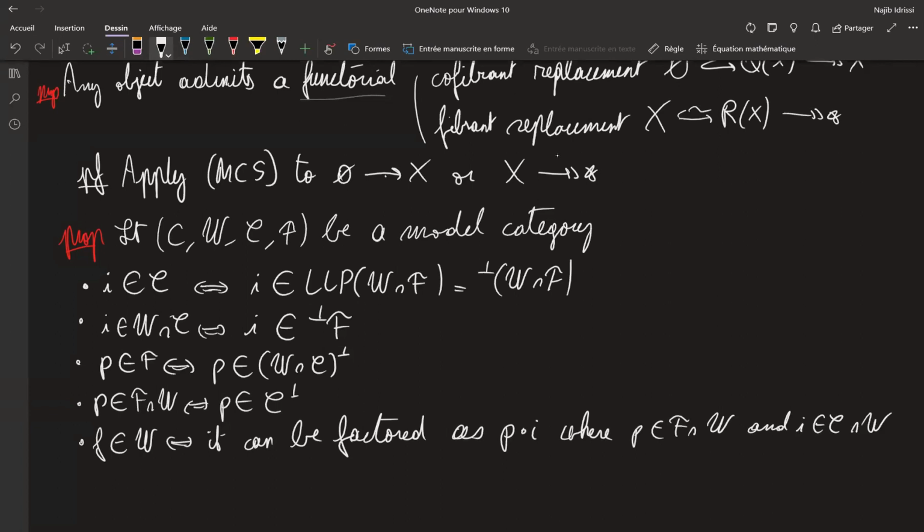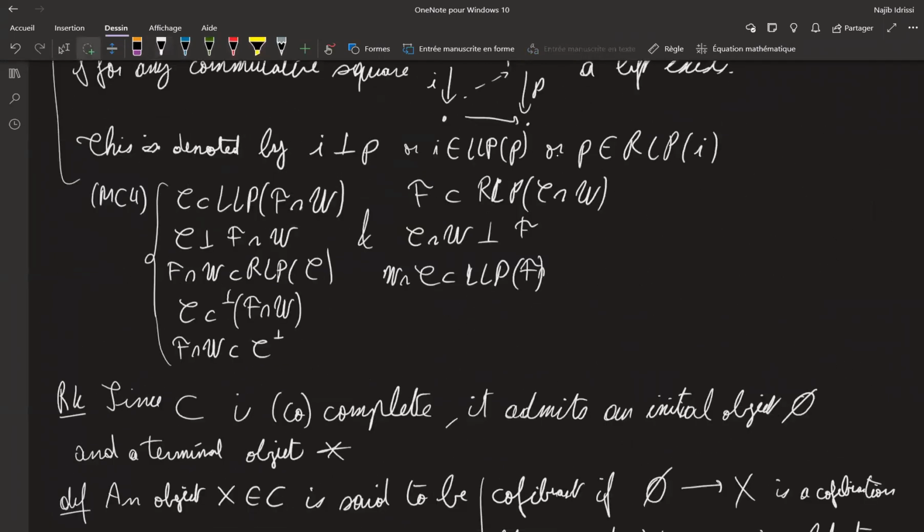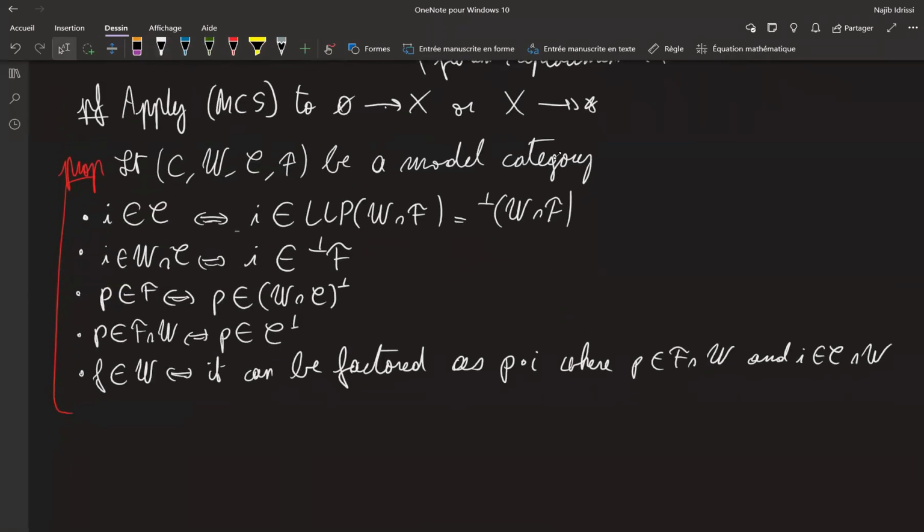Okay? So what's the point of this proposition? So let's look, for example, at the first one. For the first one, there is one direction which is obvious. It's to prove that if i is a cofibration, then it has the left lifting property with respect to acyclic fibrations, because this is precisely the content of MC4, right? This is what I wrote here. C is included in this thing here. The proposition states that the converse is true. If you have something which has the left lifting property, then it is a cofibration.